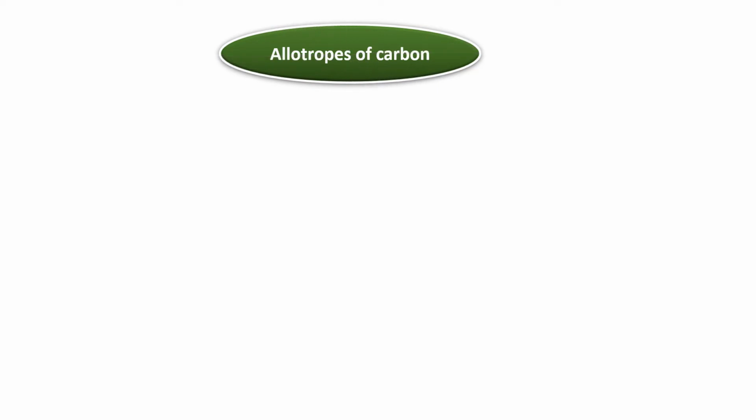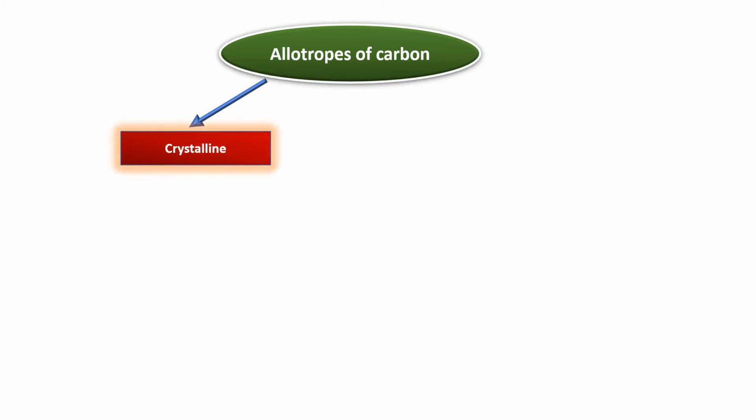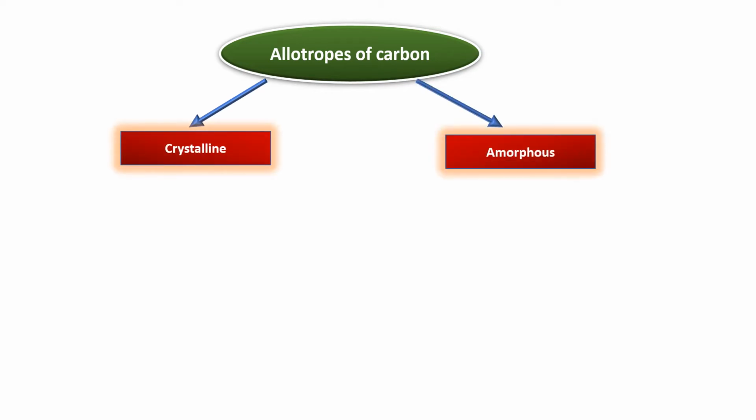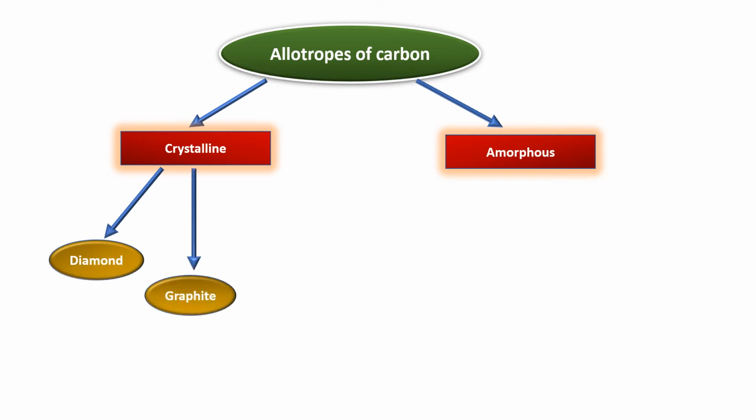Now we will learn the classification of the allotropes of carbon. The allotropes of carbon are of mainly two types. First one is crystalline and another one is amorphous. Now crystalline allotropes of carbon are also of three types. First one diamond, second one graphite, and another one is fullerene.